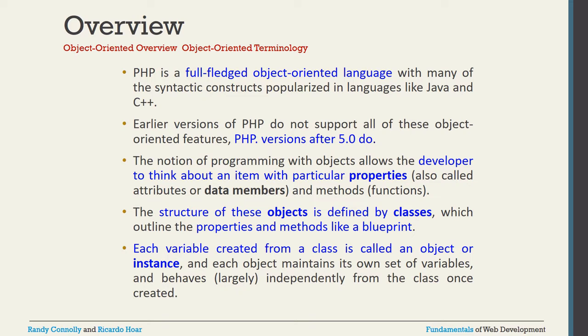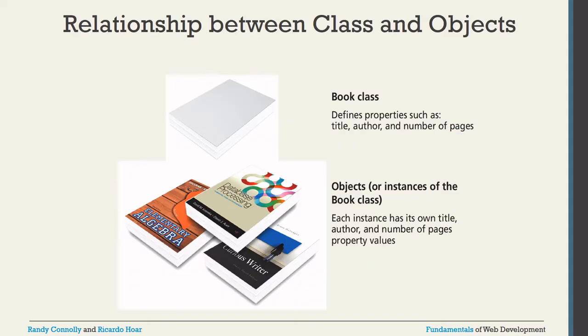The notation of programming with objects allows the developer to think about an item with particular properties, also called attributes or data members, and methods, otherwise functions. The structure of an object is defined by classes, which outline the properties and methods like a blueprint. Each variable created from a class is called an object or instance, and each object maintains its own set of variables and behaves independently from the class once it is created. So this is again a similar kind of OOP concept, nothing extra here.